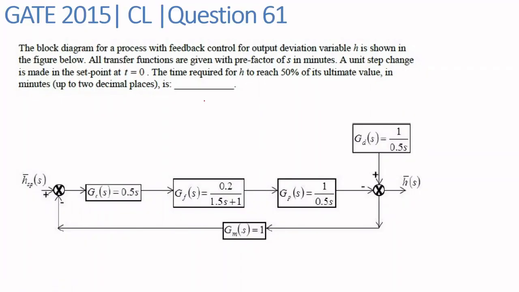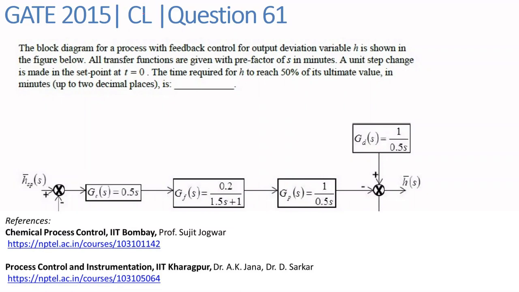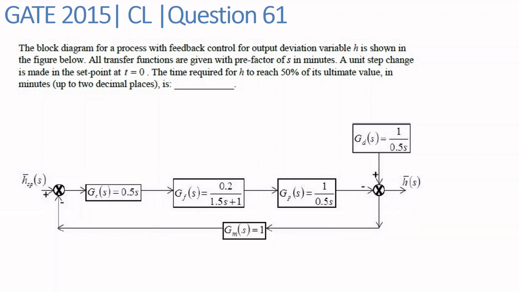Hello everyone. We are solving question number 61 of the GATE 2015 chemical engineering paper, and the question is: the block diagram for a process with feedback control for the output deviation variable h is shown in the figure below. All the transfer functions are given with the prefactor of s in minutes. A unit step change is made in the set point at time t equal to 0. The time required for h to reach 50% of the ultimate value, in minutes up to 2 decimal places, is dash.